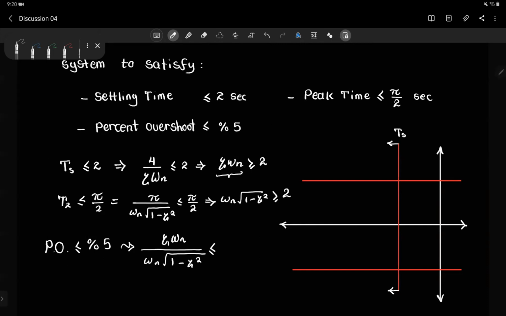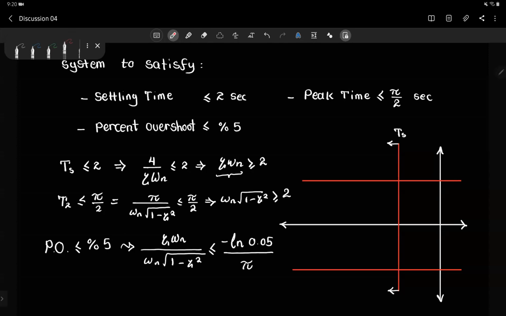So this is e, take the logarithm. So this will be the natural logarithm of 0.05, negative of that divided by pi. Right? Then this means that the ratio between these two has to be less than this quantity.